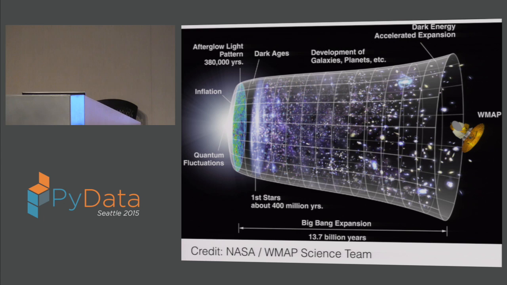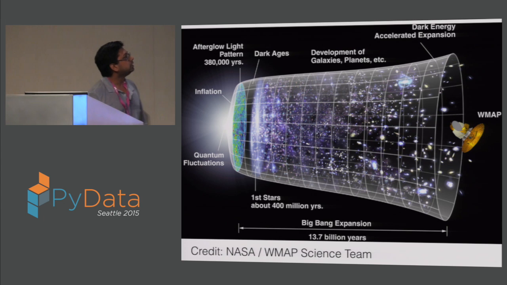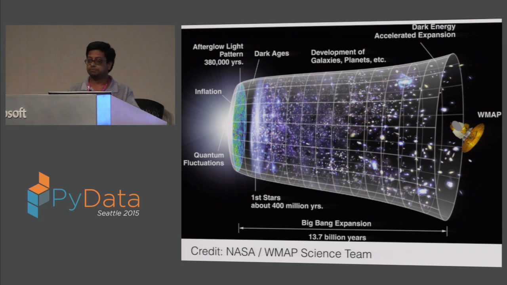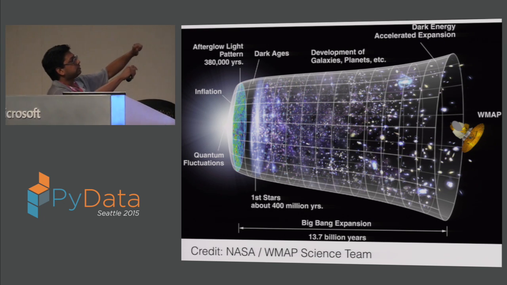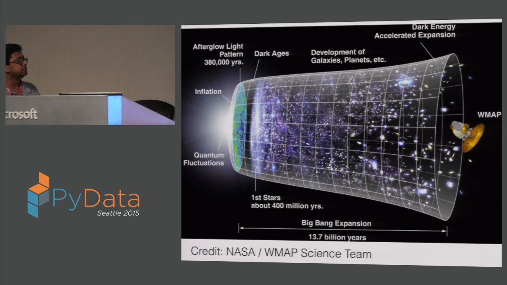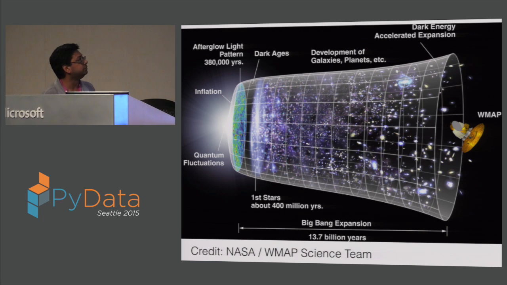So this is an image that has become fairly popular in the last decade when this satellite WMAP was up. And it shows a bit of this. The way you're supposed to look at this picture is time flows to the right, and what this conical object represents is the distance between particles. And the fact that this conical object is growing with time basically means that the distance between particles is increasing with time. And that's what's called the expansion of the universe, right?